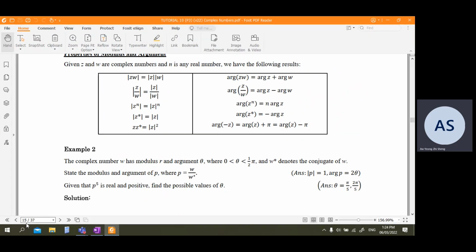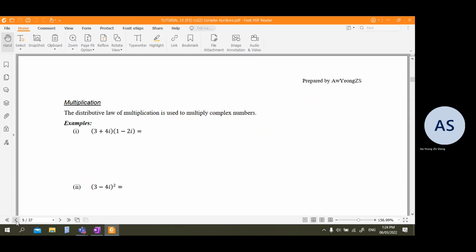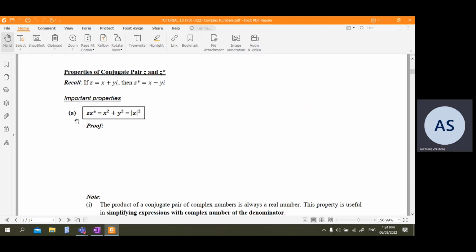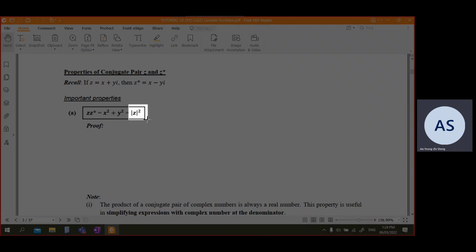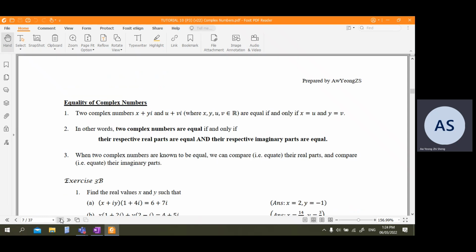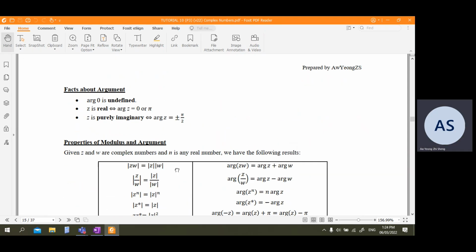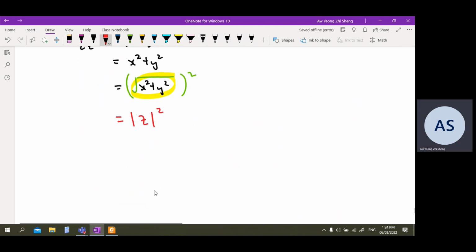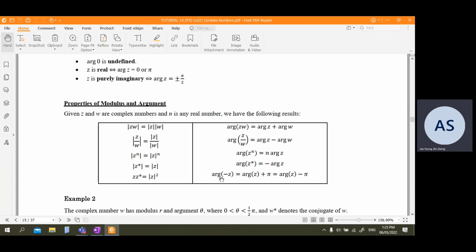Okay, we covered this on page 3. Yeah, here is page 3. This is property A regarding conjugate pair. So it is just this property being stated again here on page 15. Okay. Yeah, so these are the properties of modulus that you need to know.